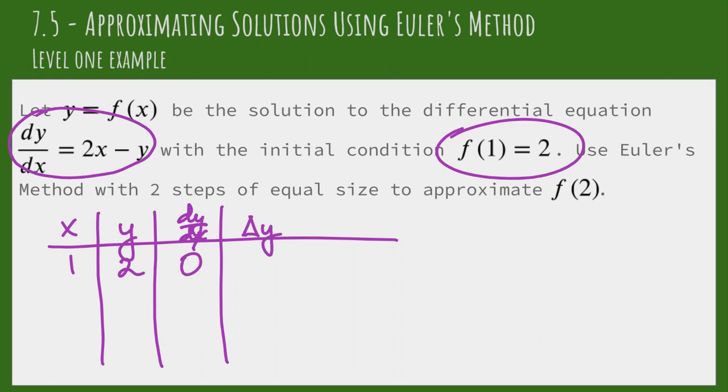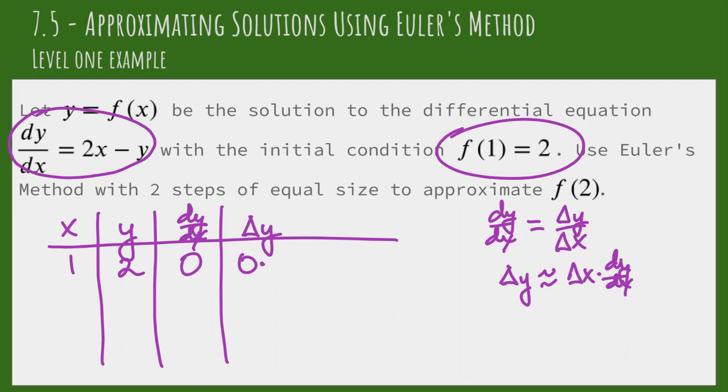And so the change in y, if you remember linearization, basically takes into account that the derivative, or the slope of the tangent line, is going to approximate the slope of the secant line. And so delta y is going to be approximately equal to delta x times dy/dx. And so since dy/dx here is 0, that's going to be 0 times delta x.